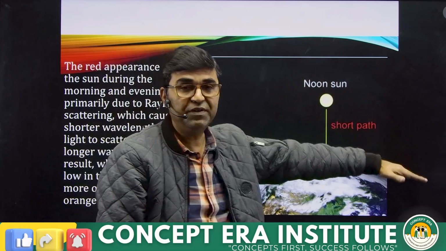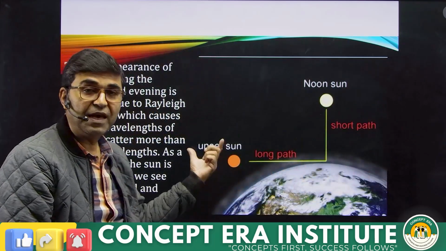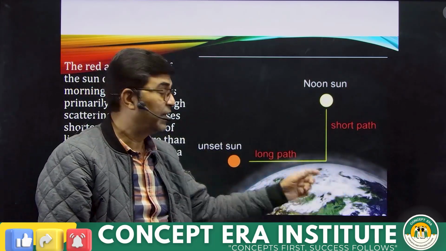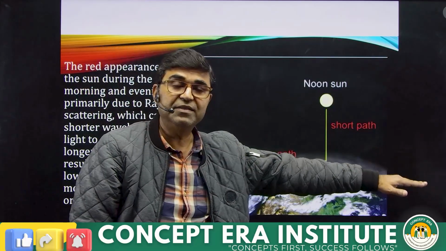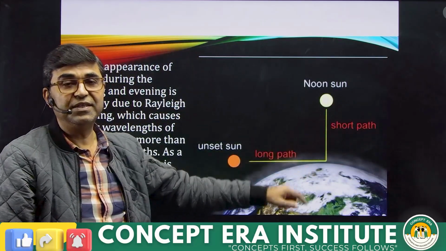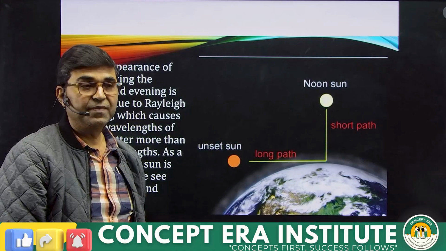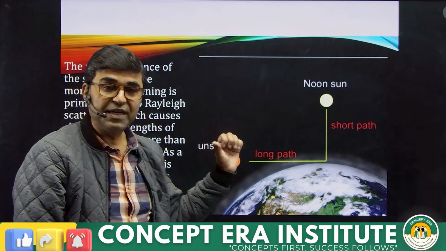What happens in the evening? Again, the same thing. The light is traveling a very long path. Most of the wavelengths are getting scattered. Again, at the sunset, the color of sun is reddish orange. The reason is scattering of light again.